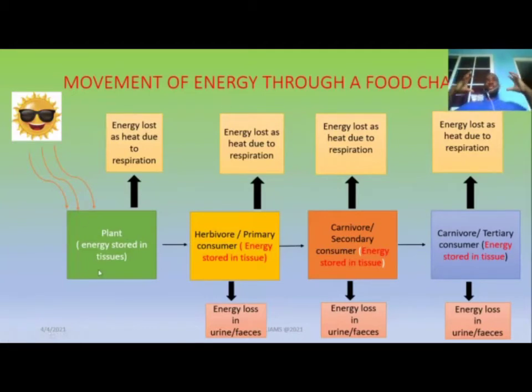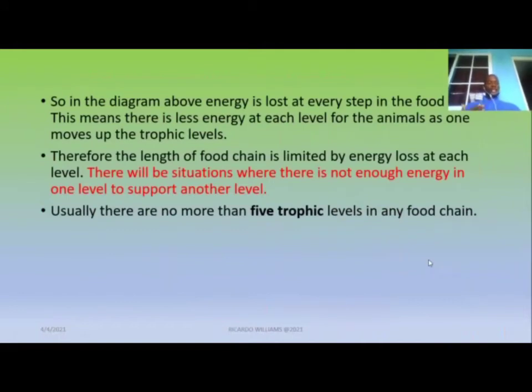The energy is decreasing. The trophic level with the largest energy reserve is going to be the plant, the producer trophic level. Then the one with the second largest energy reserve is going to be the primary consumer trophic level, and it goes on and on. It gets less. So the energy decreases as you move up the trophic level. So that's basically what I was saying.